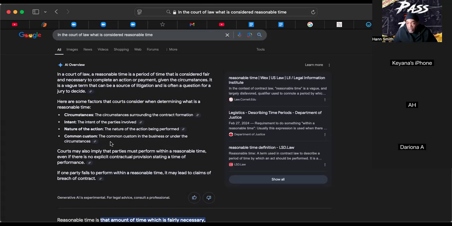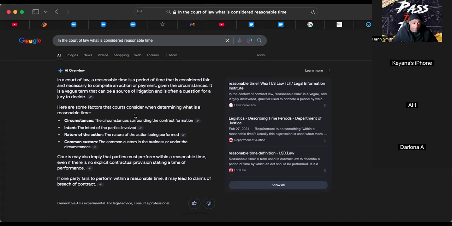I wouldn't be over a week in accepting an offer. Like a couple of days, honestly, to tell you the truth. Just to make sure that you don't have to go to court and prove reasonable time.